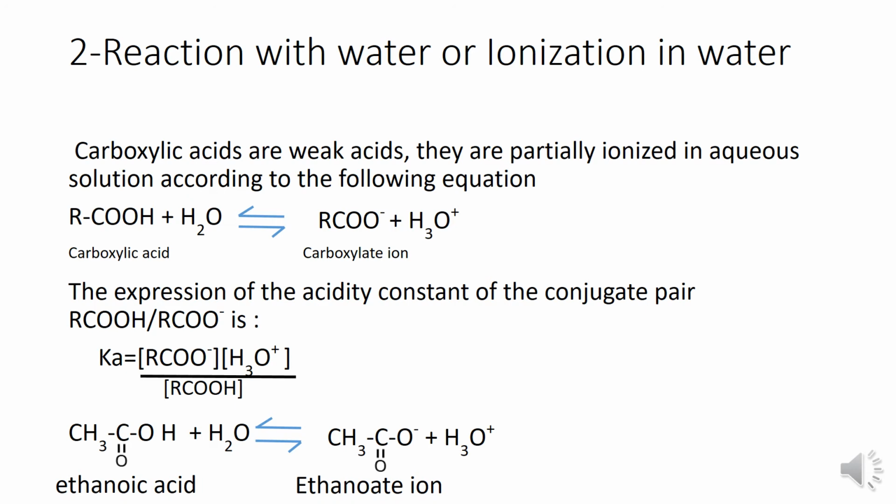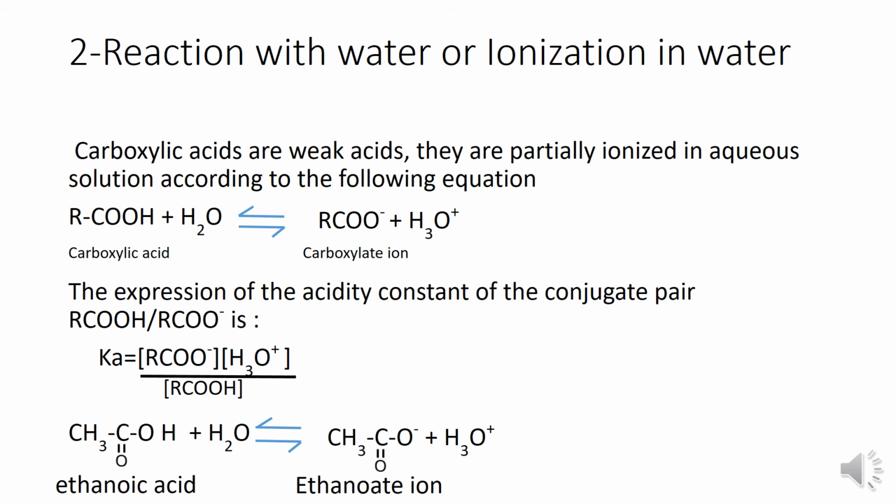The carboxylic acid reacts with water in a reversible reaction, and you get the carboxylate ion plus the hydronium ion. Let us also recall the expression of the acidity constant of the conjugate acid-base pair, RCOOH and RCOO-. Ka is equal to the concentration of the conjugate base times the concentration of hydronium ion, both formed at equilibrium, over the concentration of the carboxylic acid remaining in the solution at equilibrium.